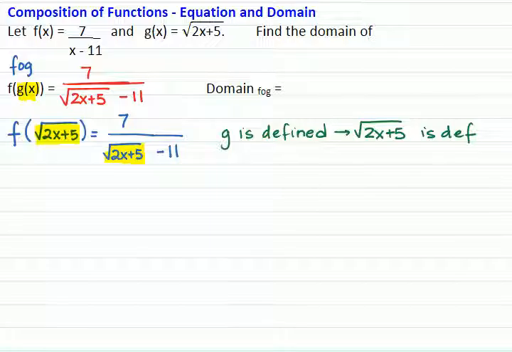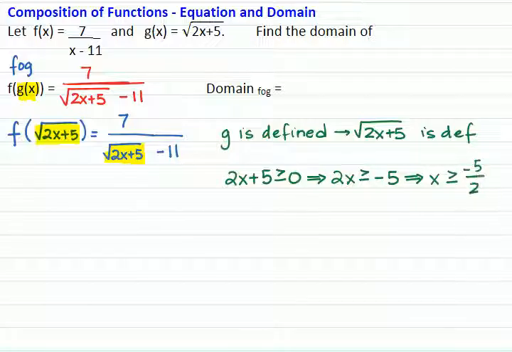and that means that the expression square root of 2x plus 5 is defined. Square root expressions are real numbers if the radicand 2x plus 5 is greater than or equal to 0. So I have to solve this problem. I'm going to subtract 5 from both sides, 2x greater than or equal to negative 5, and I will divide by 2, x greater than or equal to negative 5 over 2. So that's the first restriction in order for the composite function to be defined.